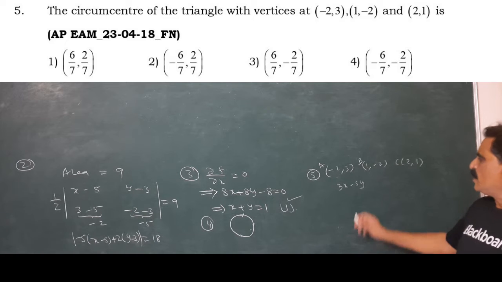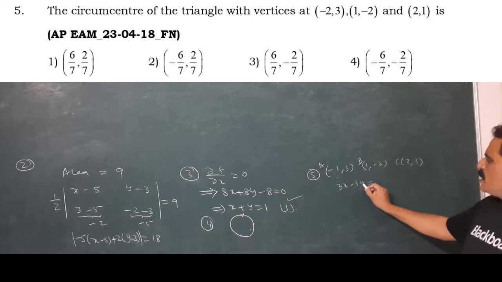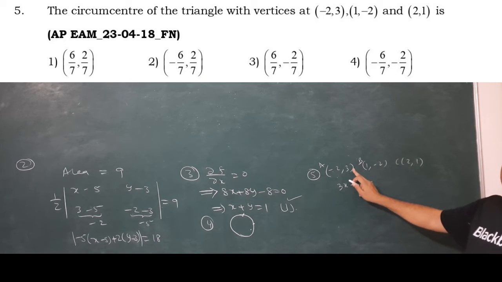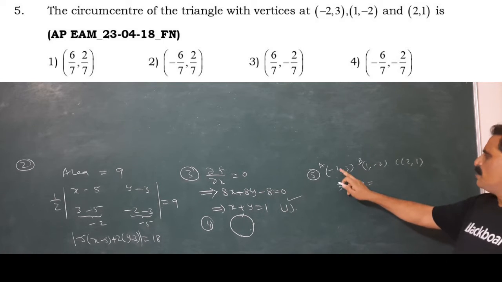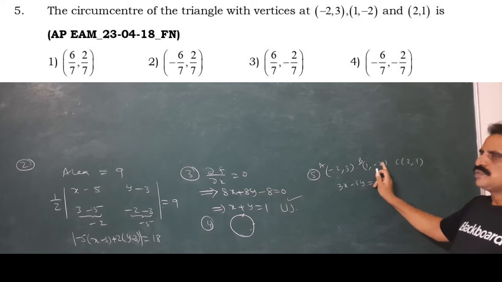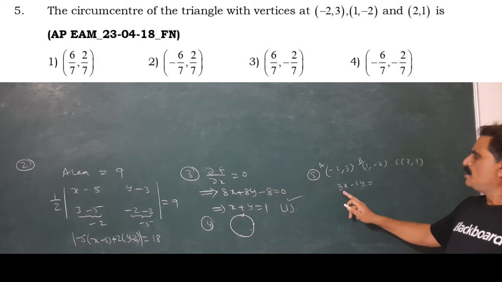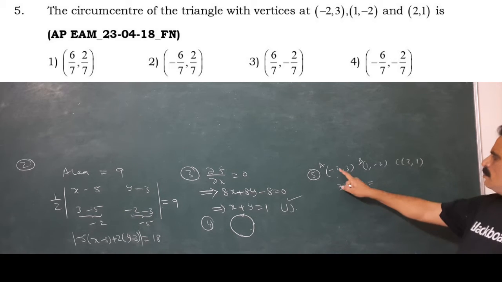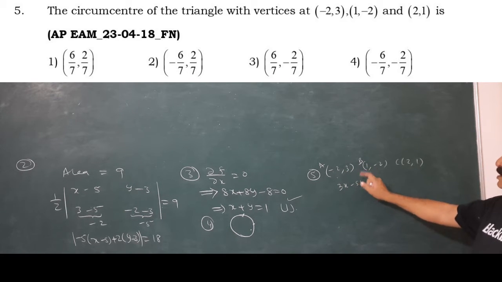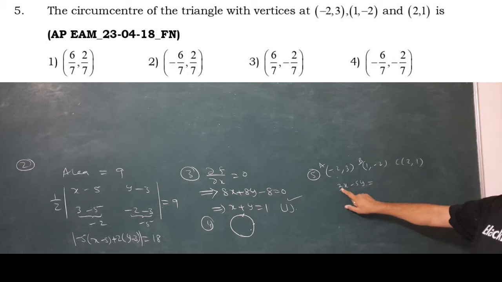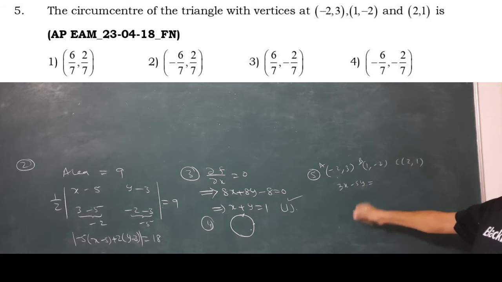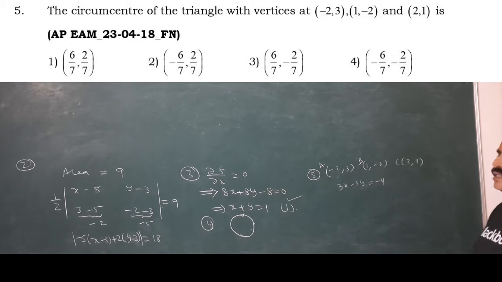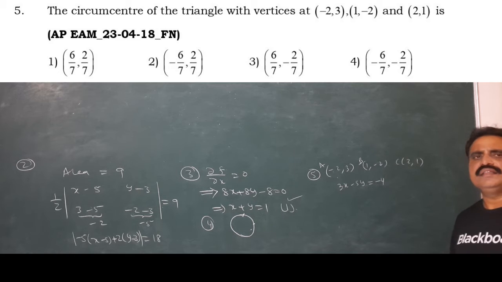3x minus 5y. Substitute the midpoint, because the perpendicular bisector is passing through the midpoint, that is minus 1 by 2, plus 1 by 2. You substitute that: minus 3 by 2 minus 5 by 2. Total minus 8 by 2. You can simplify that: minus 4. Check that. Definitely the circumcenter satisfies that line.